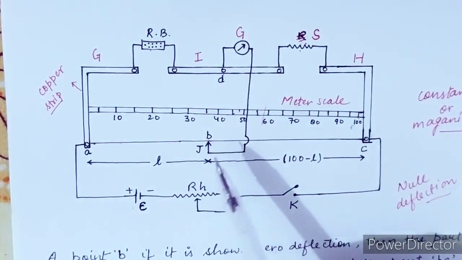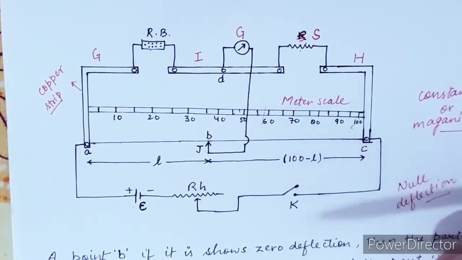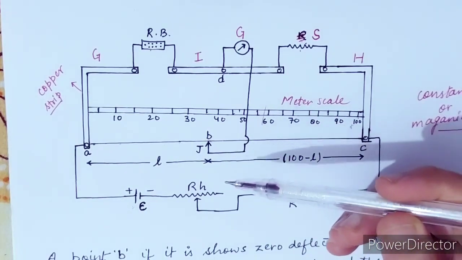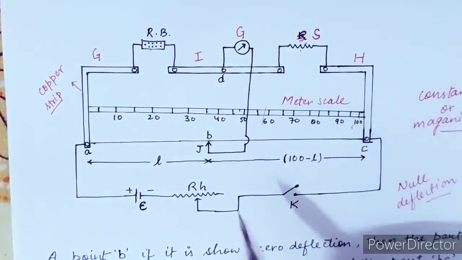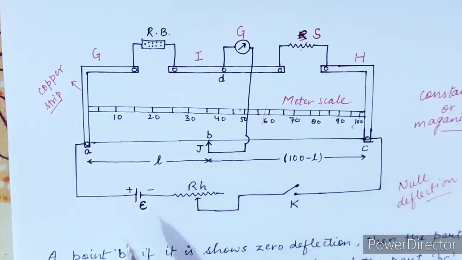Jockey is a device through which a deflection should be measured. It will be like a pen type structure like this. When the school opens, I will show you how the jockey looks, from the physics lab.